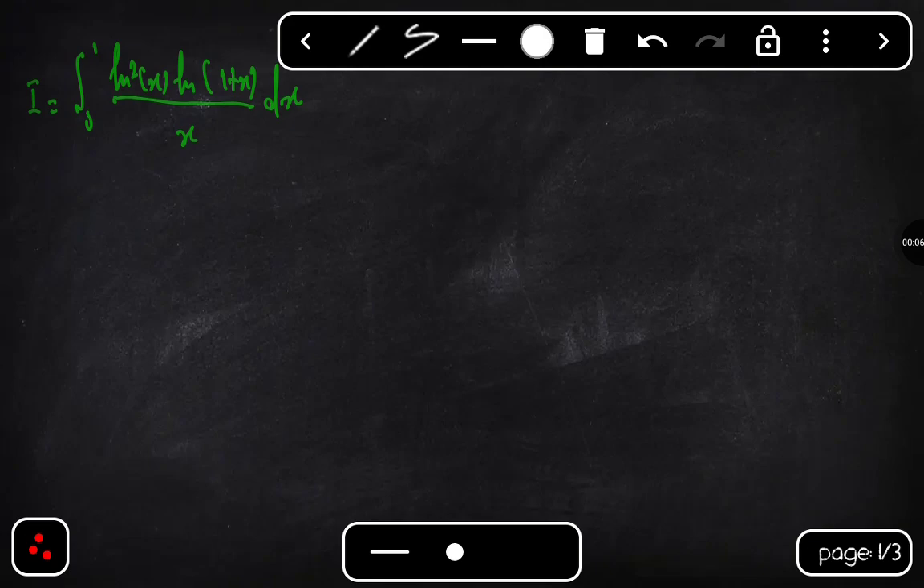So in today's video, we solve this beautiful advanced integral.